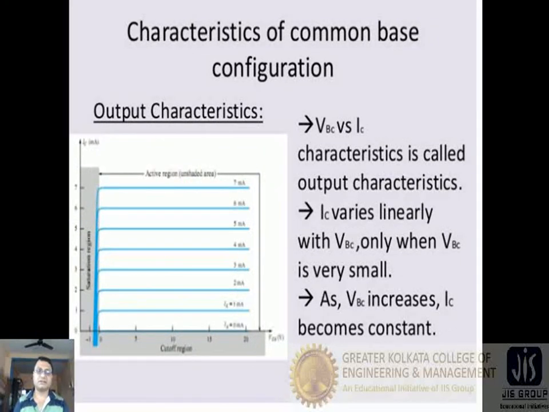Another characteristic is known as the output characteristics for the common base configuration, where VBC, base to collector voltage, versus IC, that means the collector current characteristics, is called the output characteristics. IC varies linearly with VBC only when VBC is very small. As VCB increases, IC becomes constant. So we can see the output characteristics of the common base transistor.